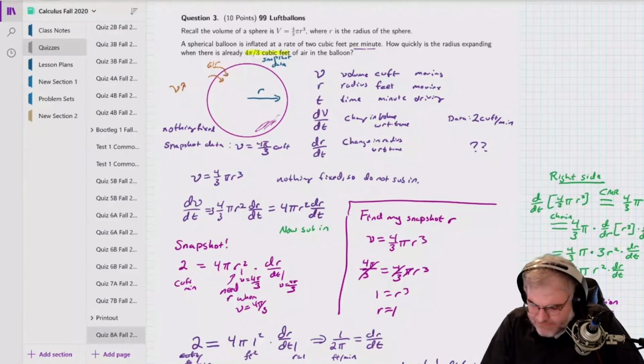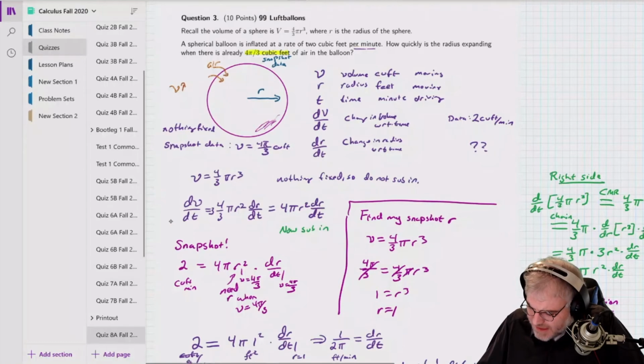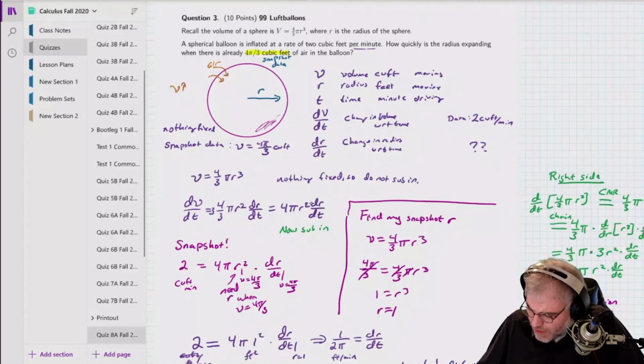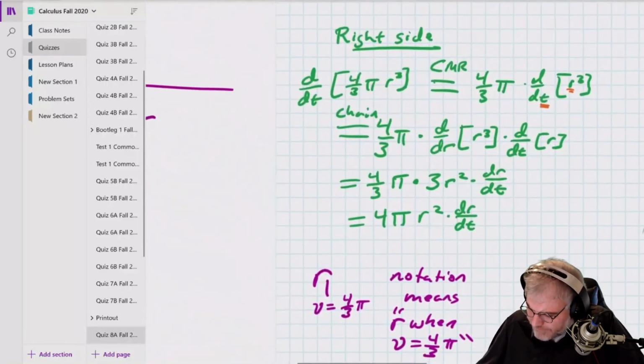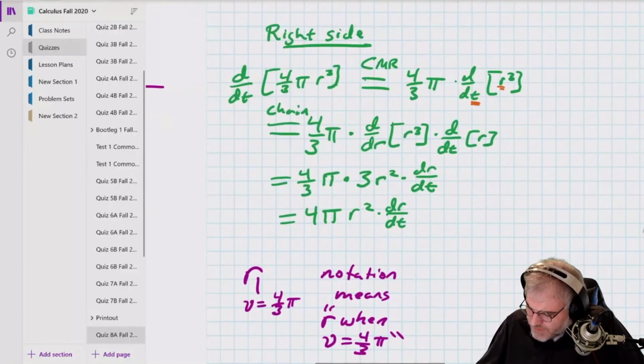So I have my V here, and nothing's fixed, so I'm not going to sub in anything. And I'm just going to take the derivative of this expression. And when I take the derivative of both sides of the expression, I wind up with 4 pi r squared dr dt. And here's the details on how to do that. Right? So I'm going to pull out the 4/3 pi, and then I've got t and r here.